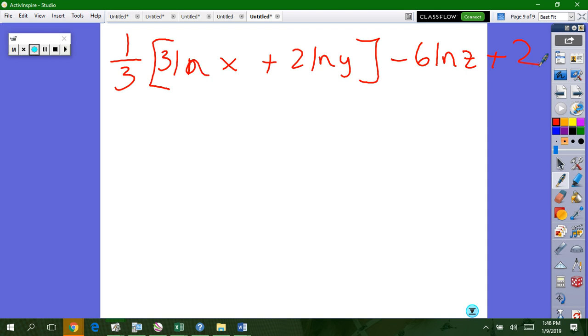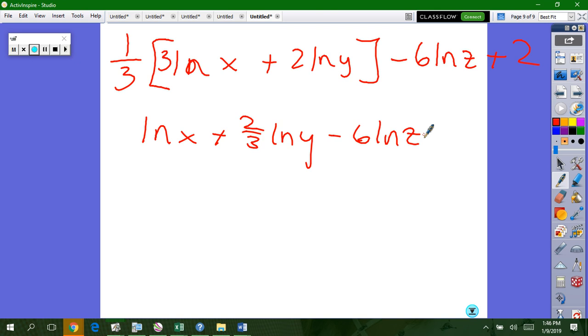Okay, what do you guys want to do first, do you think? What do you think, Wyatt? That could be both. Brackets and parentheses mean the same thing when you're putting them in a problem, not when they're doing domain and range. Distribute, good. So what's a third times 3? 1. Just 1, so I have ln of x plus 2/3 ln of y minus 6 ln of z.